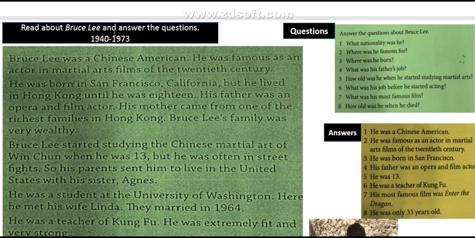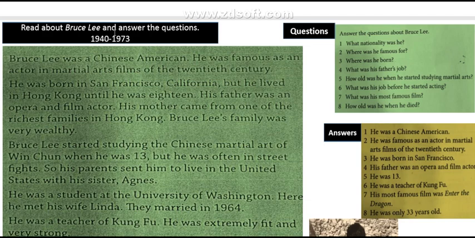His father was an opera and film actor. His mother came from one of the richest families in Hong Kong. Bruce Lee's family was very wealthy. Bruce Lee started studying the Chinese martial art of Wing Chun when he was 13, but he was often in street fights. So his parents sent him to live in the United States with his sister Agnes.